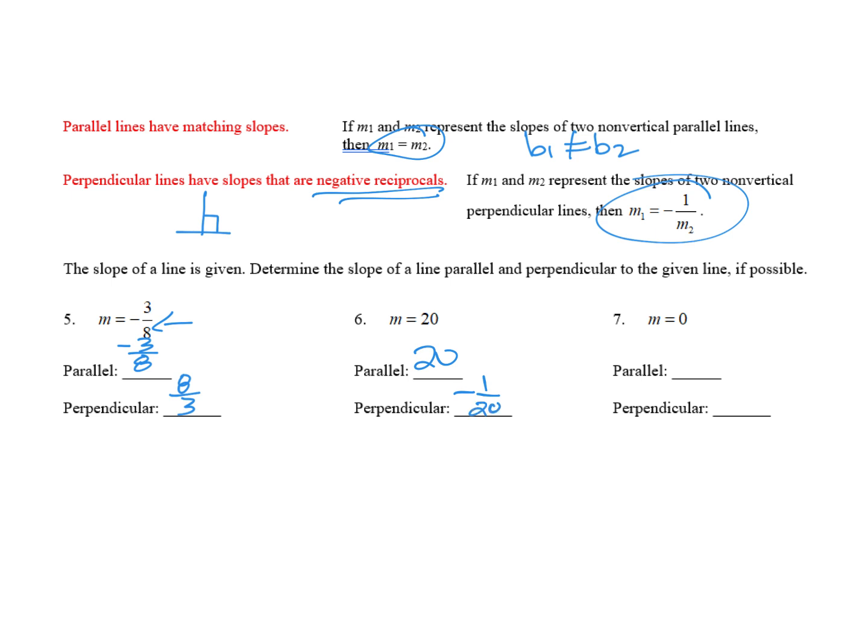Slope of 0: parallel has the same slope. Perpendicular would be the negative reciprocal. Well, think about what that would be. I'm going to get a little technical here. 0 is a number that we can put over 1. If I do the negative reciprocal, that means I'm going to change the sign and flip it. Well, if I change the sign and flip it, I get negative 1/0. Well, we have a problem there because we can't divide by 0. Therefore, the perpendicular slope is actually undefined.